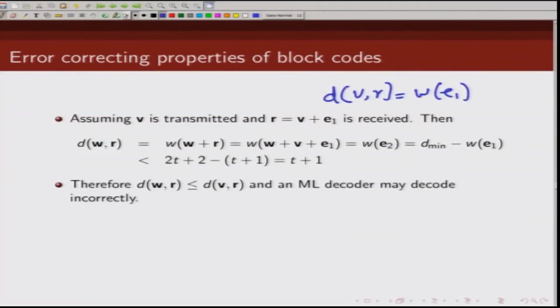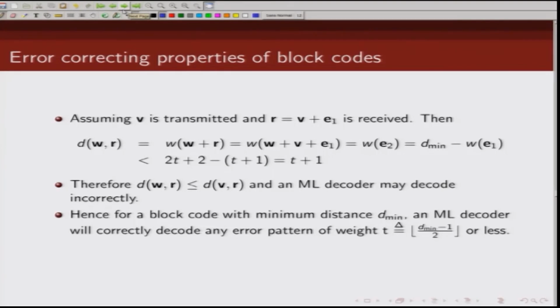So, what we have shown here is Hamming distance between W and R is less than t plus 1, whereas Hamming distance between V and R is greater than or equal to t plus 1. So, what we have shown is Hamming distance between W and R is less than or equal to Hamming distance between received code word R and the true code word which was actually transmitted, which is V. So, in this case the maximum likelihood decoder will decode in favor of W and not V and will make a mistake.